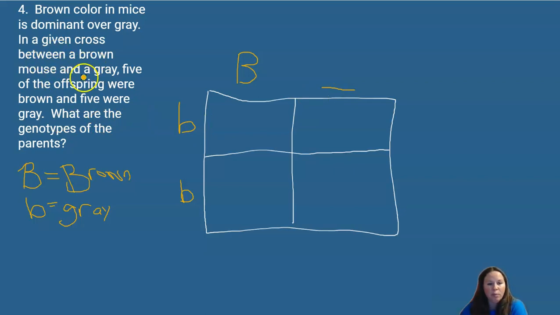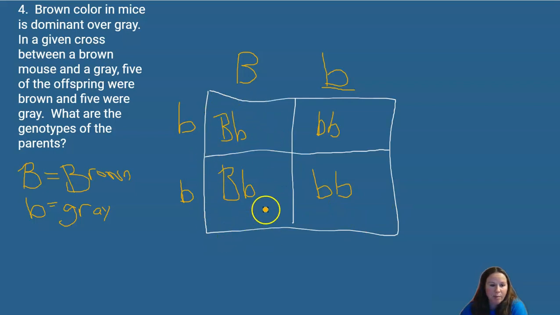In a given cross between a brown and a gray mouse, 5 of the offspring are brown. Well, that doesn't tell me anything, but 5 are also gray. So the only way to get gray offspring is that they would be little b's. So that means this parent has to be little b. So here's filling in the rest of their boxes. Looks like they'd have a 50% chance of having gray babies and 50% chance of having brown babies, which fits the data in the question.